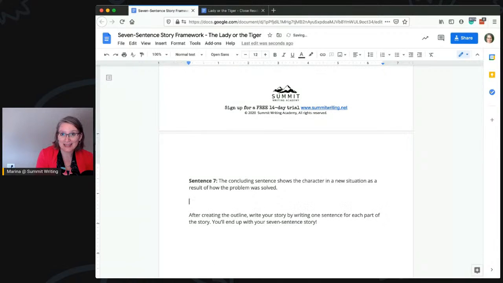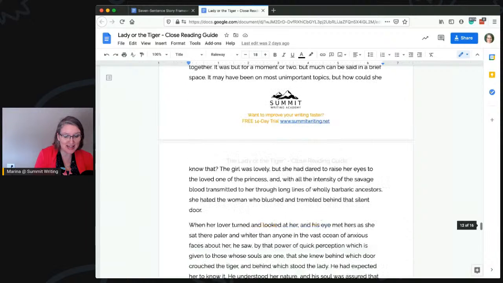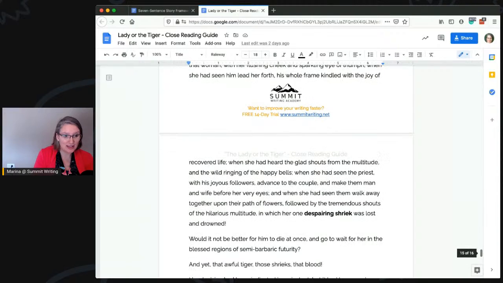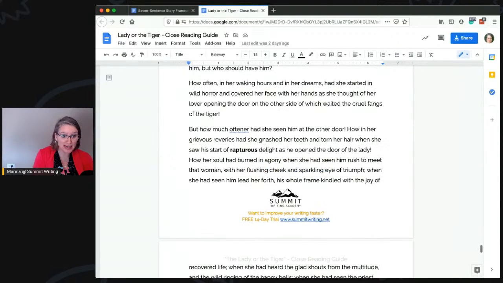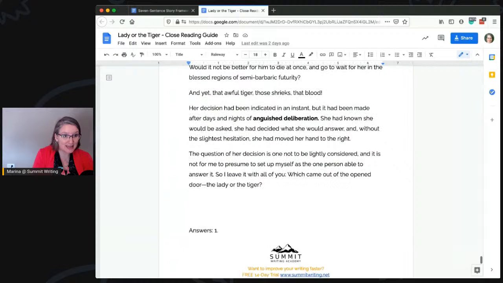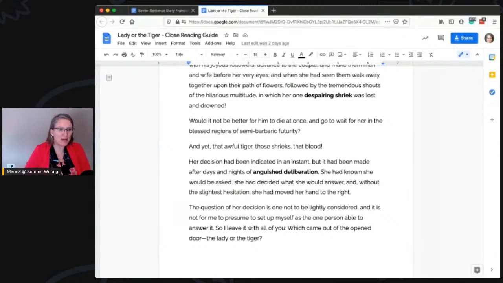how does the story end? Well, if we look at the very end, the author comes out and talks directly to the reader and says, "Her decision had been indicated in an instant, but it had made after nights and days and nights of anguished deliberation. The question of her decision is not one to be lightly considered, and it is not for me to presume." So at the end of it, we don't know.